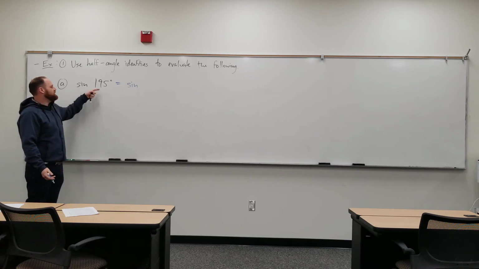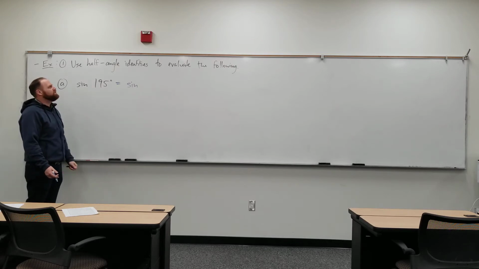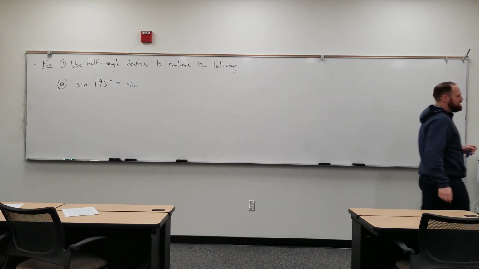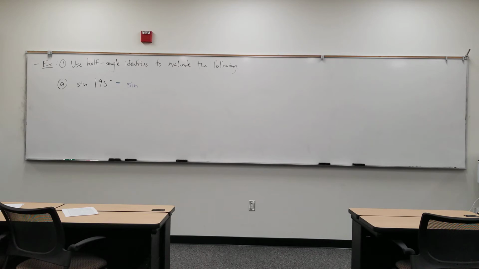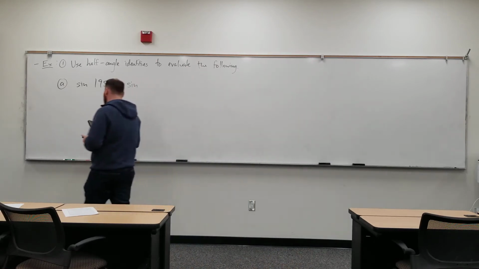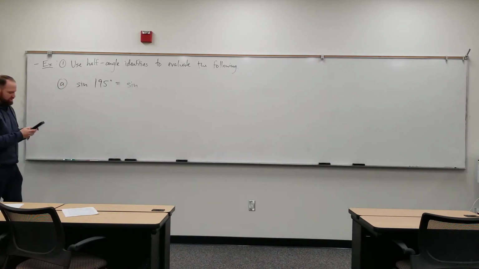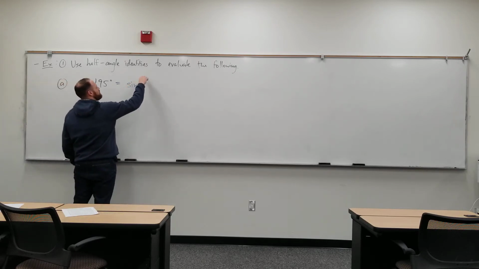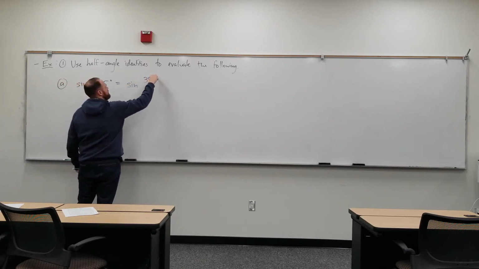Another way to say that is, I can multiply this by 2. So 195 times 2 would be what? Let me grab a calculator. Well, that's 390. 195 times 2, 390. So this is 390 degrees divided by 2.